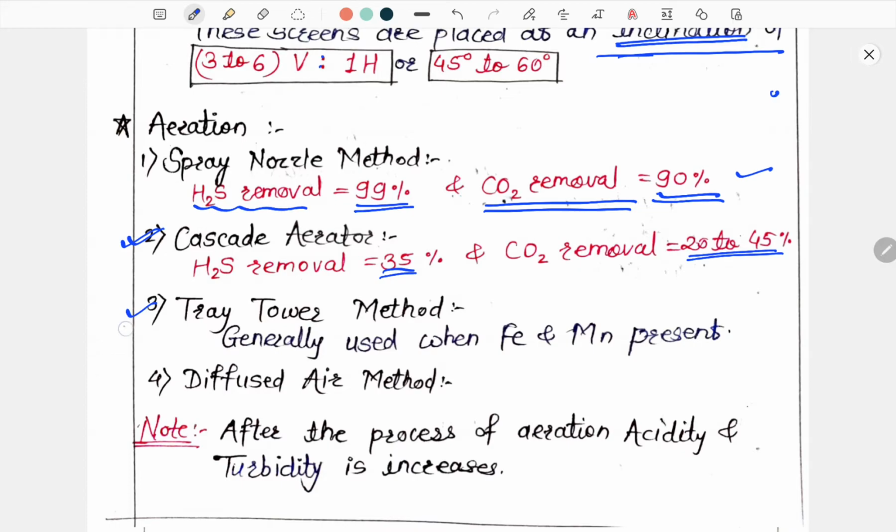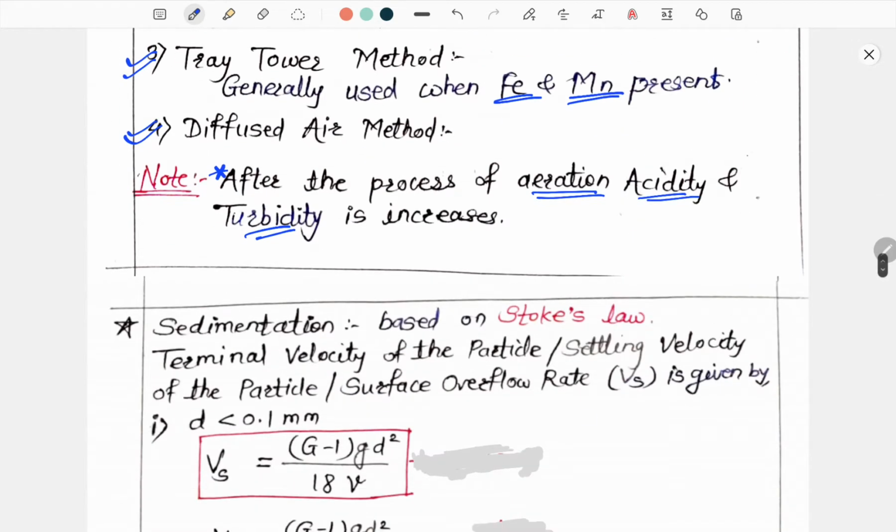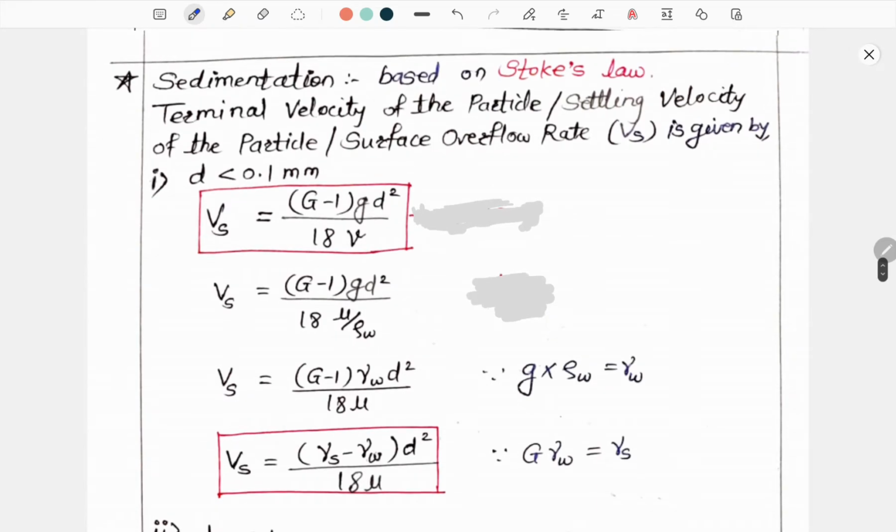Third method of aeration is the tray tower method. This tray tower method is generally used when iron and manganese are present in the water. And the last method is the diffused air method. After the process of aeration, there is an increase in acidity and turbidity. So note this important point. The next process in the treatment of water is sedimentation.